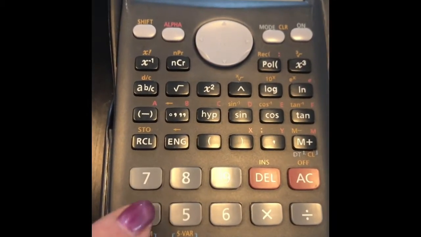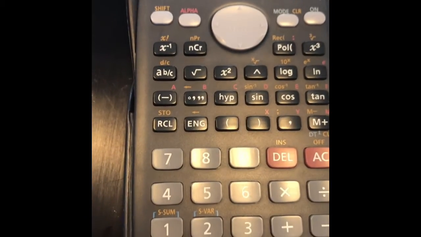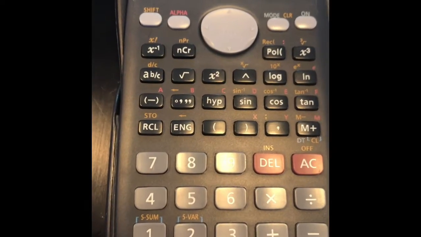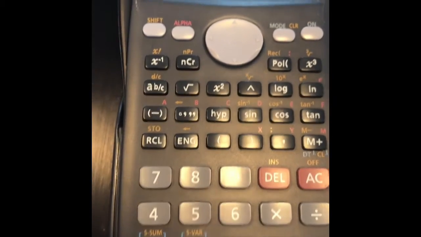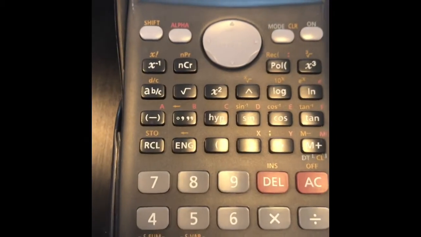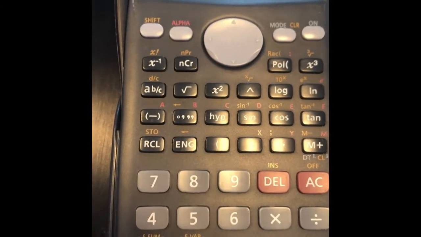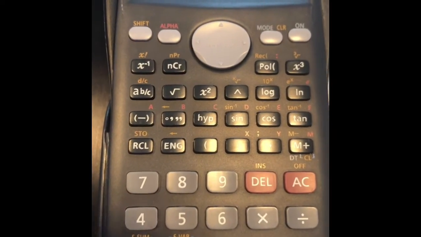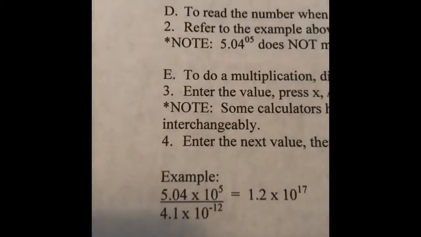5.04 EXP on this calculator. Some of them have an EE. This has an EXP, but it shows up as a single E. And then that represents times 10, and you type raised to the 5th. You don't type raised to the 5th. It knows it's raised to the 5th. So that's the way it should look.